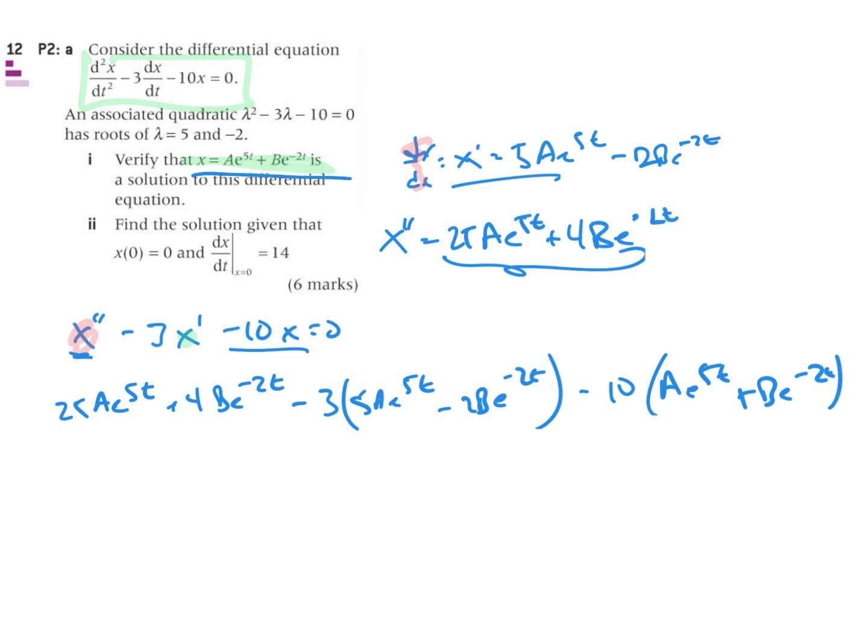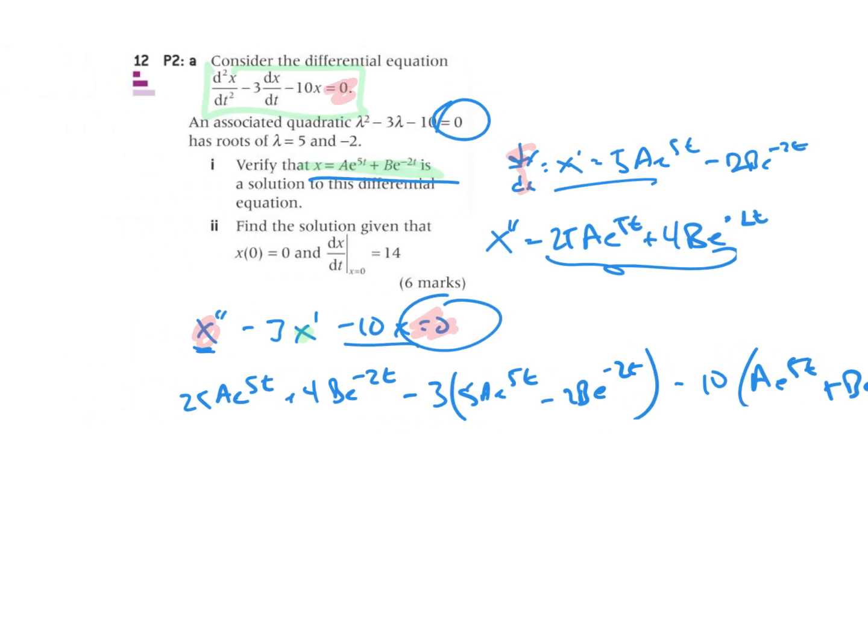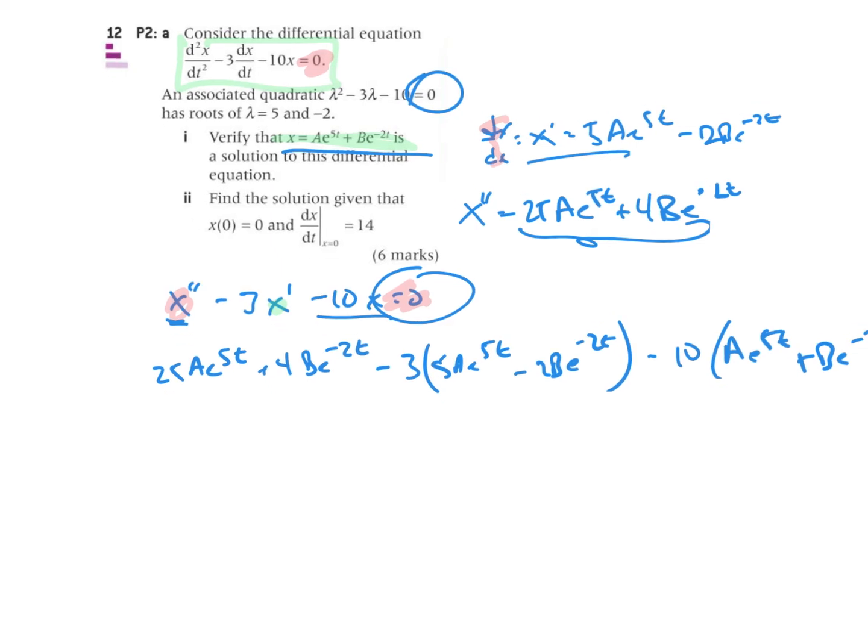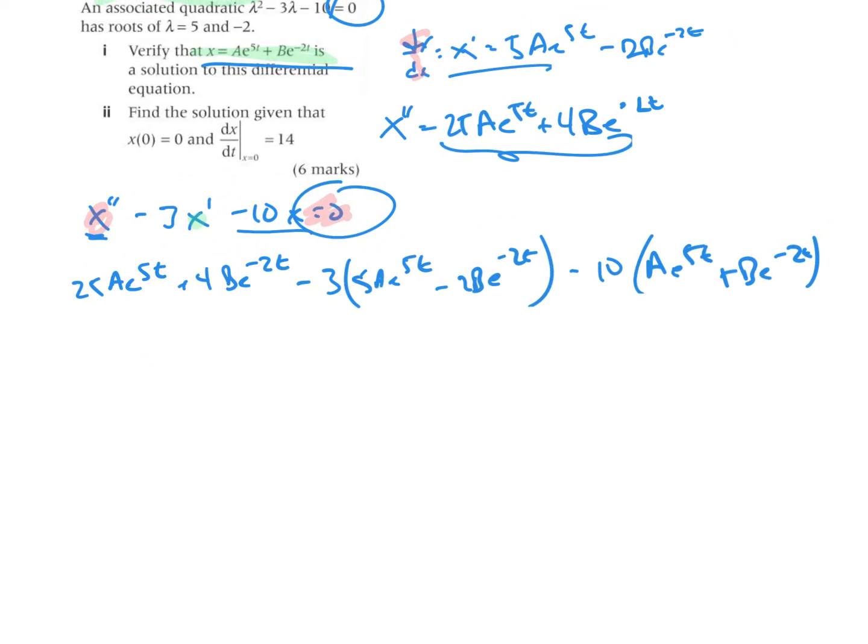And when I'm done, I want it to equal 0. Here's the 0 I'm looking for. I want all of this, because it's equal to 0, I want it to be 0. So then it's a matter of simplifying this equation.